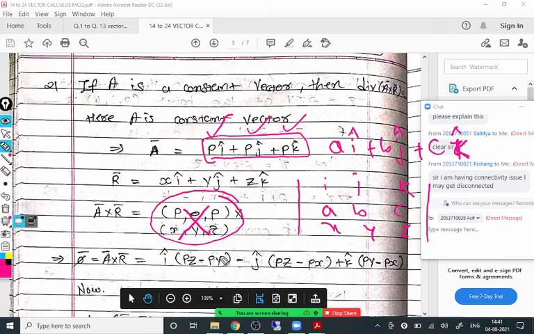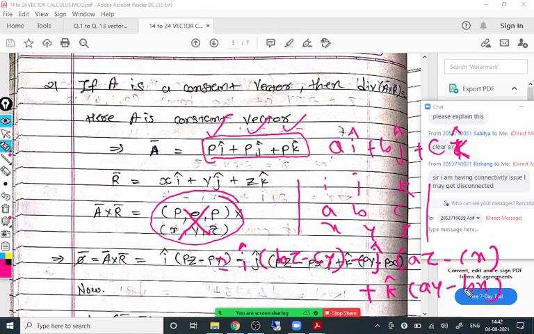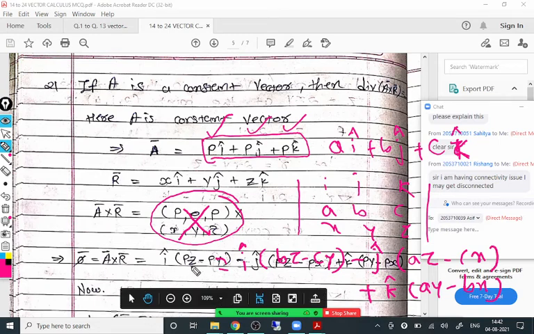So it is A bar cross R bar. Let me finish it. I cap as it is, this is bz minus cy, minus j cap, az minus cx, and plus k cap, ay minus bx. And lastly we have to calculate the divergence of this; you can denote it by F bar also. So divergence of F bar.